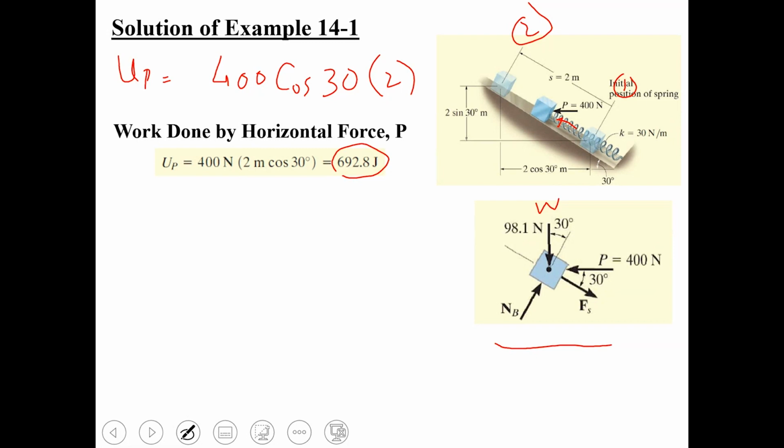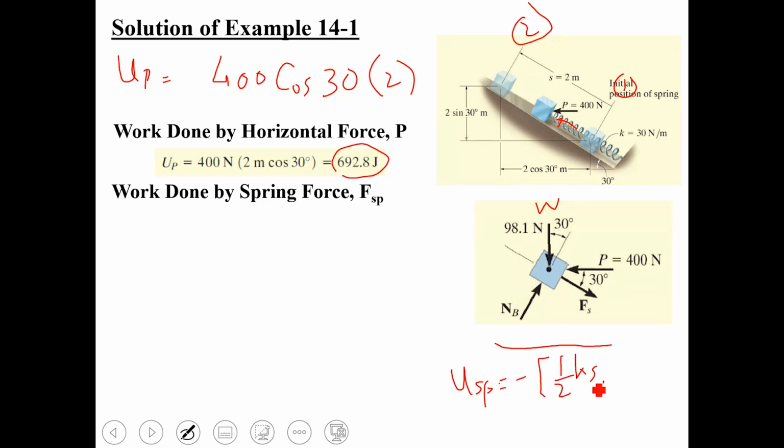Any query regarding this work done due to applied horizontal force P? No queries from anyone? No, sir. Okay, moving towards the second force, which is the spring force. As we have discussed earlier, the work done due to spring force is minus half k s2 square minus half k s1 square. If we recall, for spring force we said the work is going to be equal to minus half k s2 square minus half k s1 square.